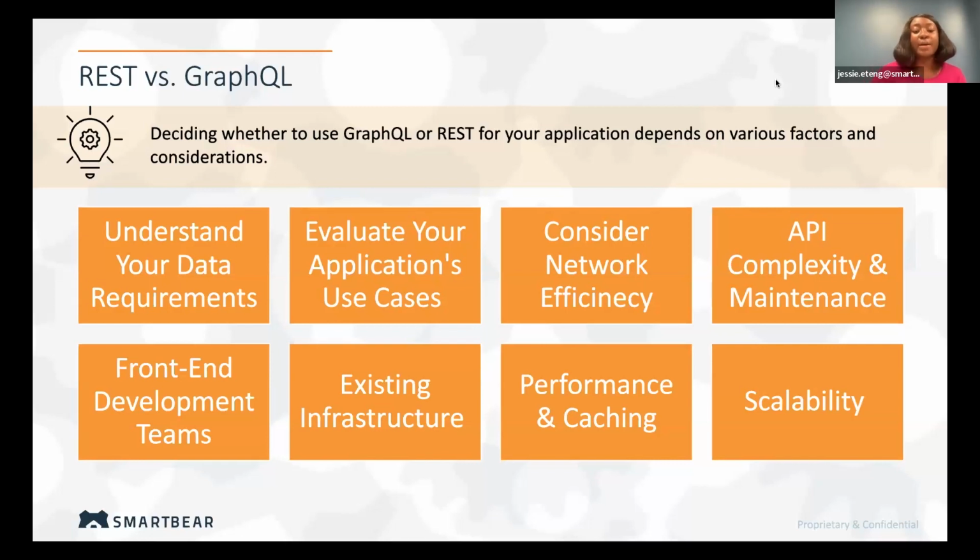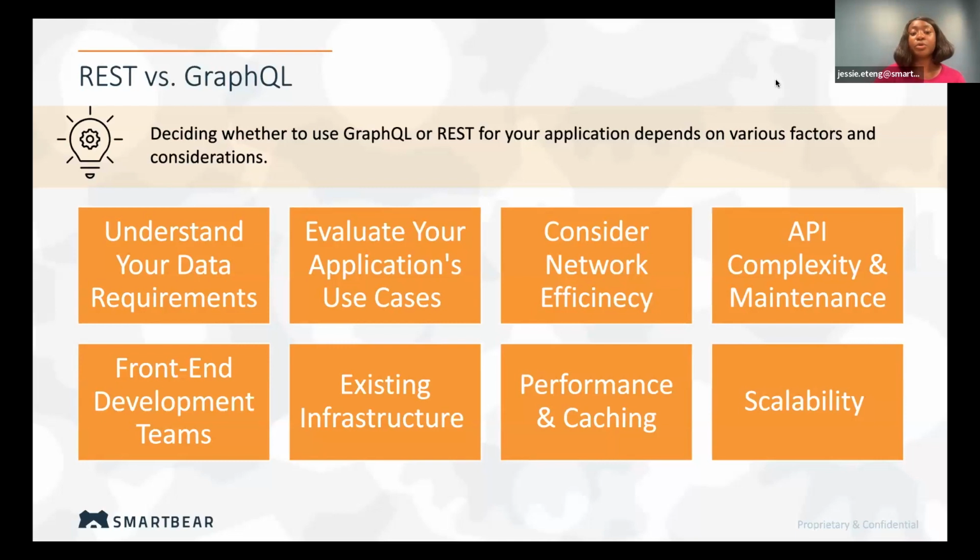Next, you want to analyze your application's performance needs. If caching and optimizing data retrieval are essential, GraphQL's ability to fine-tune data requests could be advantageous. If performance is not a primary concern, or if you can achieve adequate performance with REST, this might not be a deciding factor.